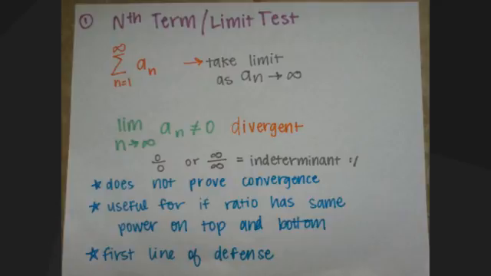Make sure to note that if you do the test and you get that it does equal 0, then that doesn't necessarily prove convergence. If you get 0 over 0 or infinity over infinity, the test is indeterminate and you're going to have to use L'Hopital's rule or simplify it in some other way. This test is very useful if the top and bottom have the same power, because then you know for sure that it'll simplify to some constant.